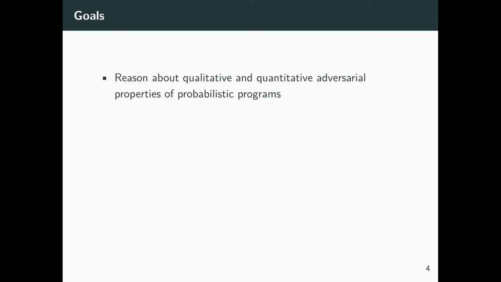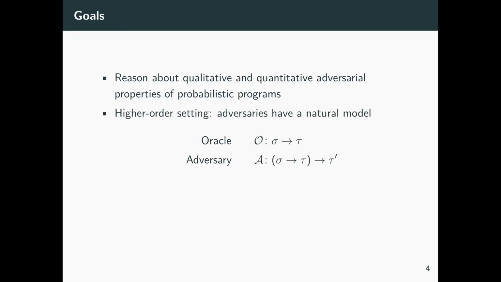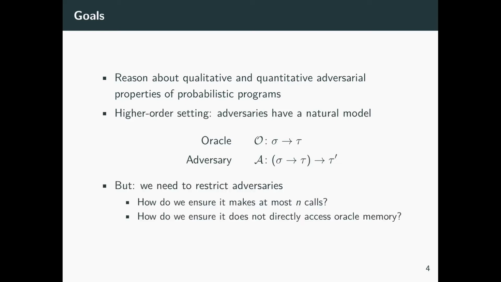With this motivation in mind, we can set the goals of our work. First, we want to have a way to reason about both qualitative and quantitative properties of probabilistic programs. And we will do it in a higher-order setting, which provides a natural way of modeling adversaries as higher-order functions. But we need to restrict adversaries in two ways. We need to have a maximum number of times that the adversary can access the oracle, and moreover, we need to separate the memory of adversaries from the private memory of oracles.